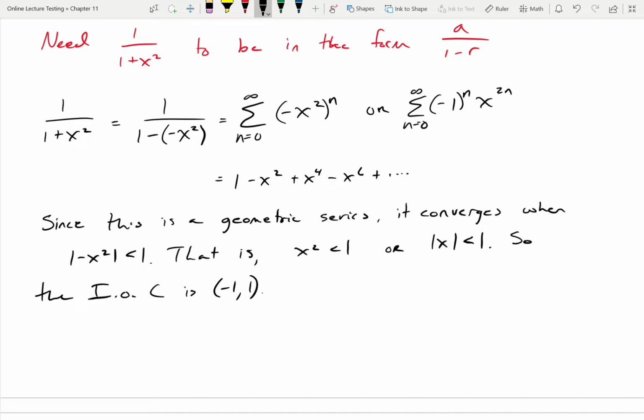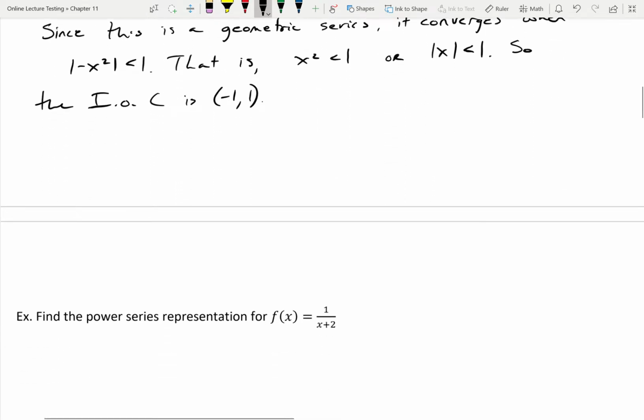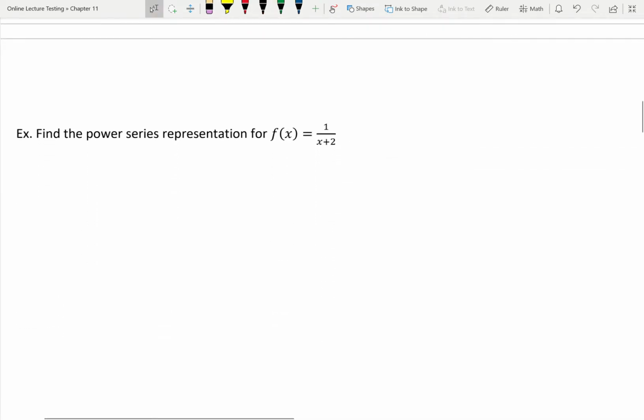In fact, the sum of a geometric series. So that's where we're going for. All right, so let's up the ante just a little bit. Find the power series representation for f of x is equal to 1 over x plus 2.